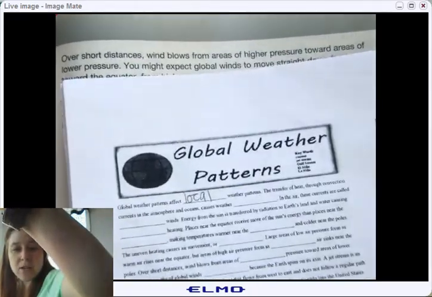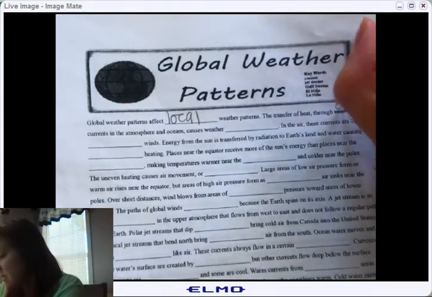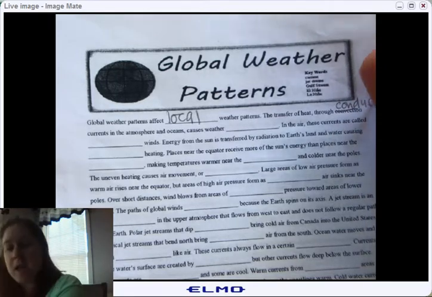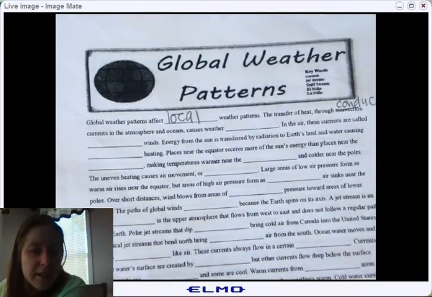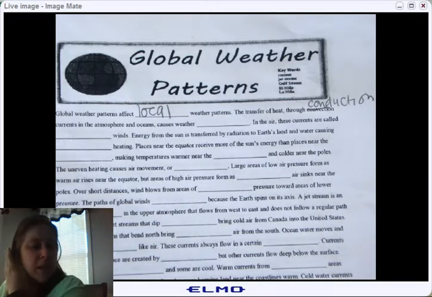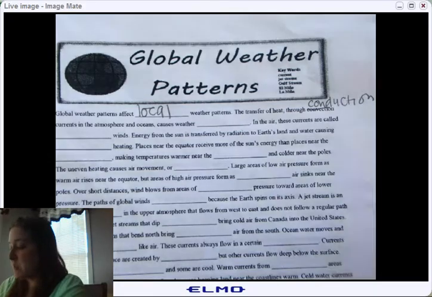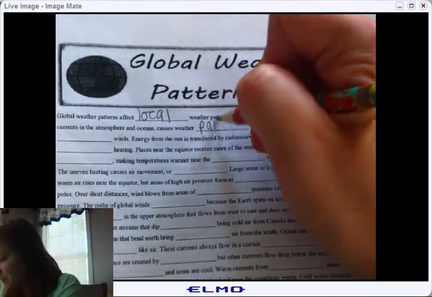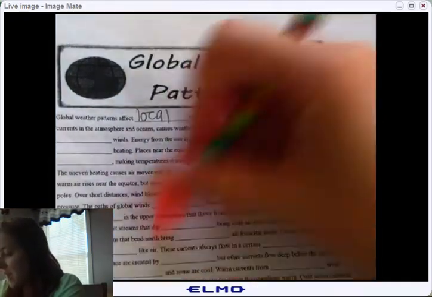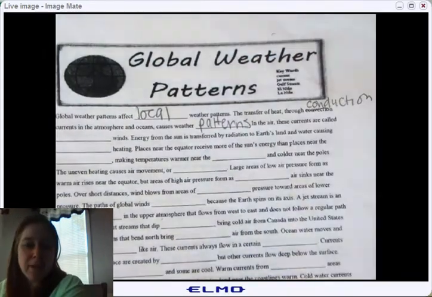So as I was looking, I took a moment and I looked at this: the transfer of heat through convection. I think this is supposed to be conduction because that's over on the other side there. Currents in the atmosphere and ocean cause weather. I'm going to give you the answer here because it's not fully stated in the text. It's going to be patterns. And because it's not stated, that's why I'm giving you the answer.